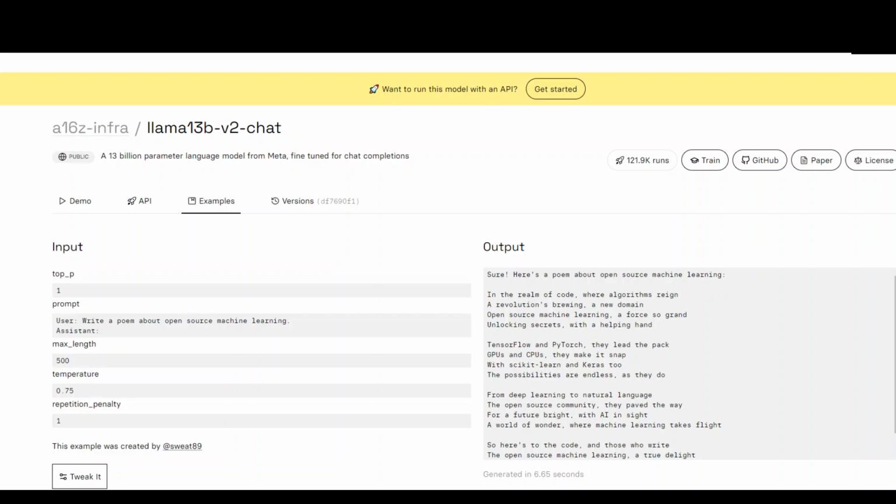Just yesterday, Meta released its Llama 2 LLM, and companies have already started implementing it. On your screen, you can see the implementation of Llama 2 LLM by A16Z Infra, and they have implemented this in a style. If you look at these examples, they are covering this Llama 2 implementation in a very nice way.